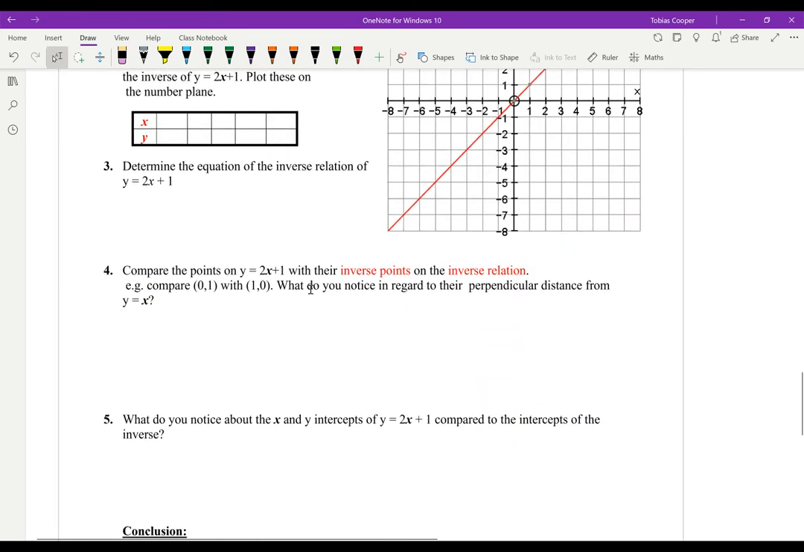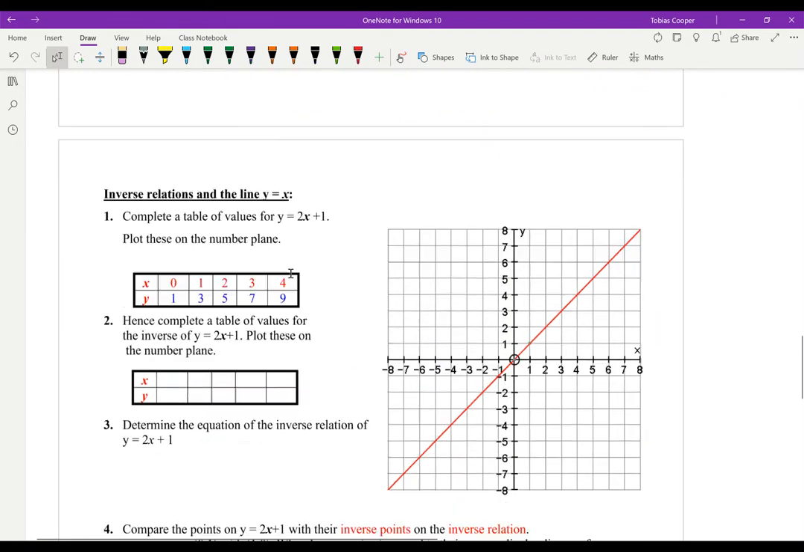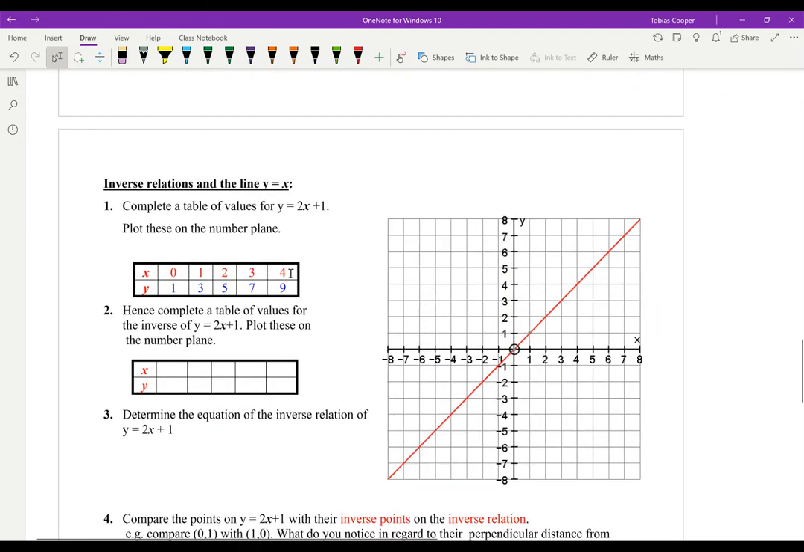And last of all, we'll do the inverse relation of the line y equals x. Okay, so let's have a look at that. We've got the line, this is the line y equals x here. Now, complete a table of values for y equals 2x plus 1. Well, that's already done for us, so no problem there. And we're going to plot these on the number plane.